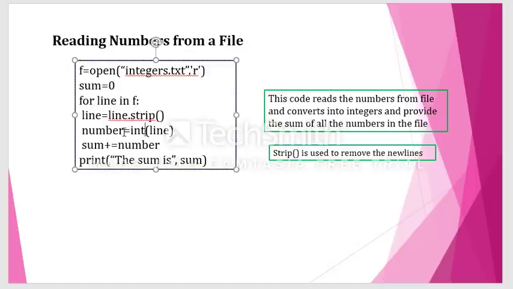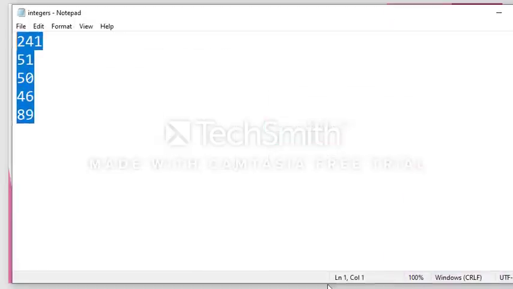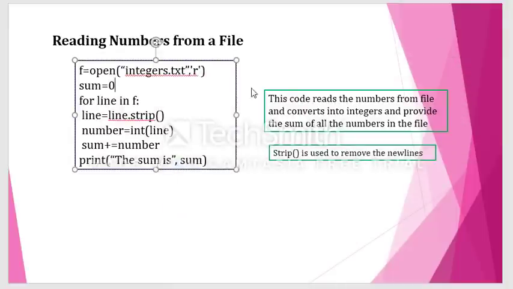So that will be stored in number and this will be added to sum, sum is equal to sum plus number. Already sum contains 0, right? So 0 plus number, so 0 plus 241, that will be stored here. Next, again the loop repeats. What is the next number? 51. Again that 51 will be copied into line.